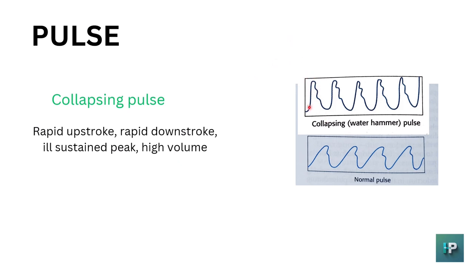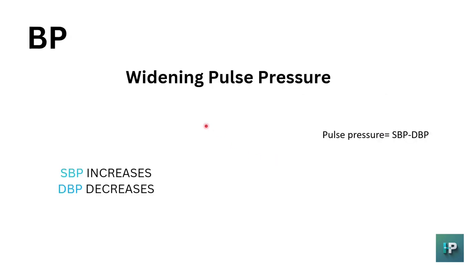And increased volume is because of high ejection fraction, and sustained is because of the sudden backward flow. Then let's see blood pressure. The pulse pressure will be widened. It's because, as earlier mentioned, the systolic blood pressure increases and diastolic blood pressure decreases, so the difference, which is the pulse pressure, will be more. So it's widening of pulse pressure.